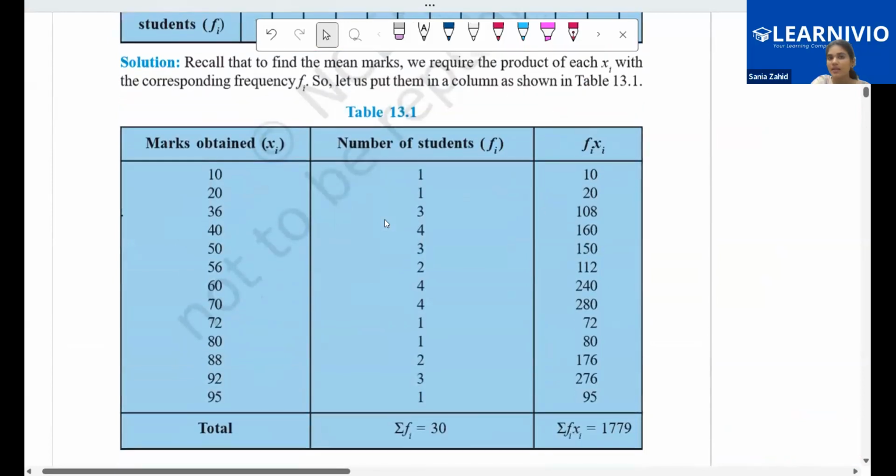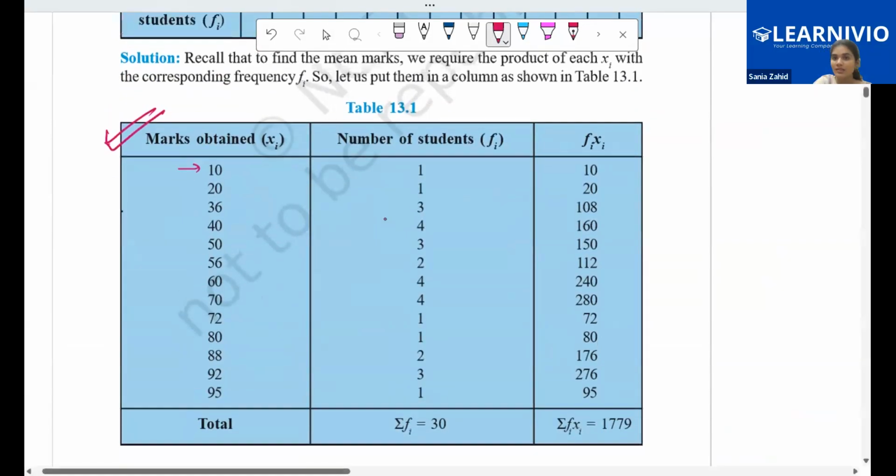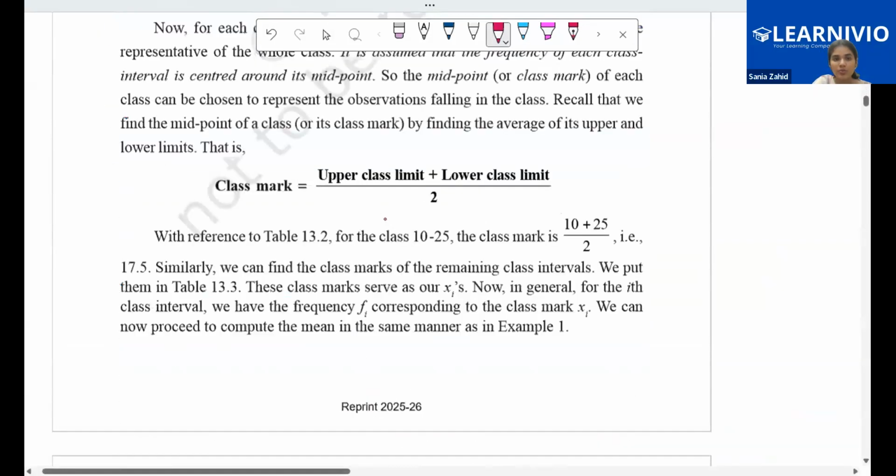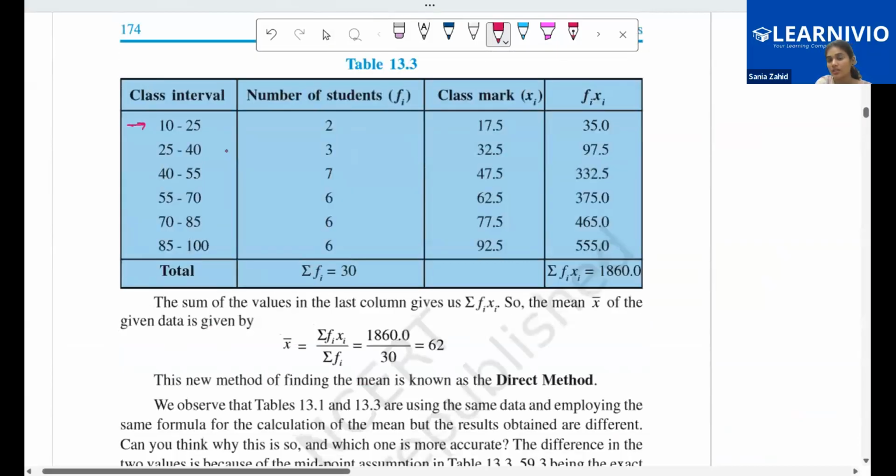In this case, xi is directly the mass itself, the x value, and the frequency is also directly given to you. But this is an ungrouped frequency. You might also have a grouped frequency distribution, like from 10 to 25, how many children are there? So here you have to find x. What is x? Basically the class mark you have to find out.